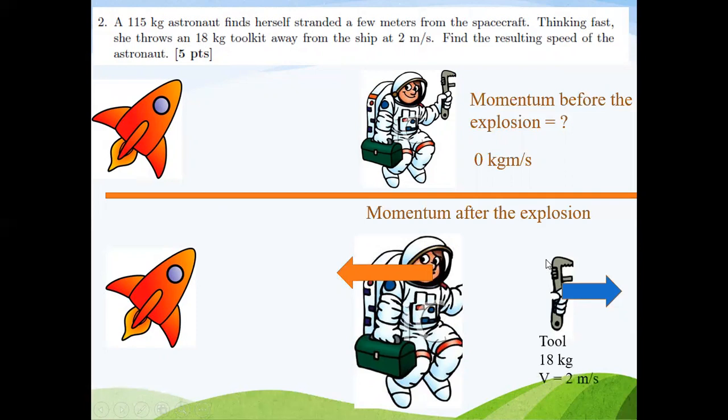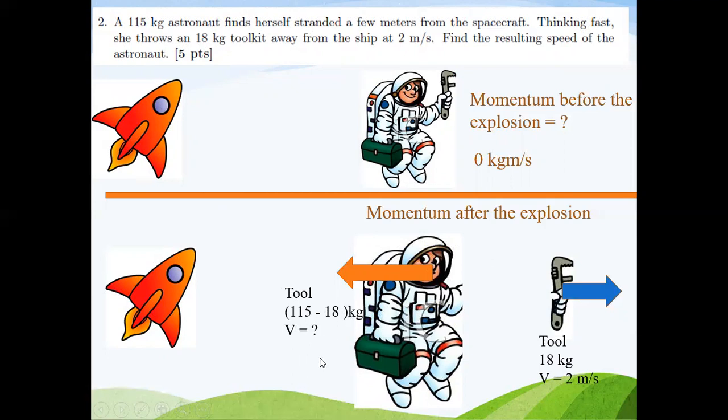All right, so now we know that the tool is 18 kilograms and the velocity is 2 meters per second. So we can calculate the momentum of this tool. And also we can think about how to calculate the momentum of the astronaut. So the astronaut was 115 kilograms initially, right? Now he has thrown an 18 kilogram tool away. So his mass will be 115 minus 18 kilograms. And the velocity, we don't know. We're going to solve for it, right?